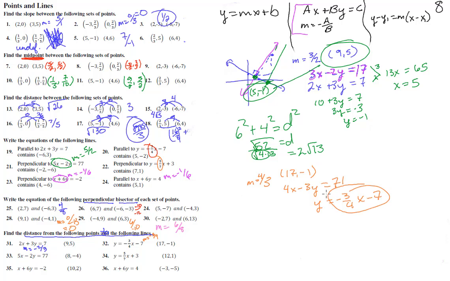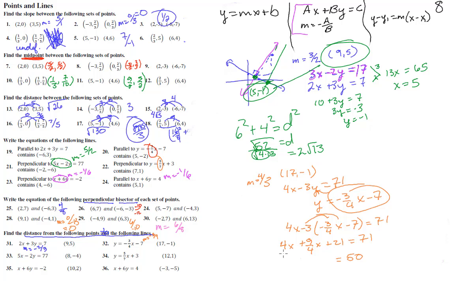All right, this looks like a substitution one where that'll go right up in there. 4x minus 3 times negative 3/4 x minus 7 equals 71. Let's jump this in. So we get 4x plus 9/4 x plus 21 equals 71. Okay, good. Subtract the 21 over and we get 50 on the right hand side.